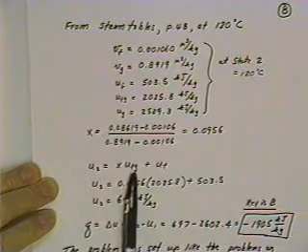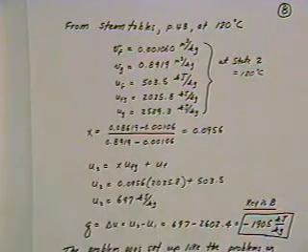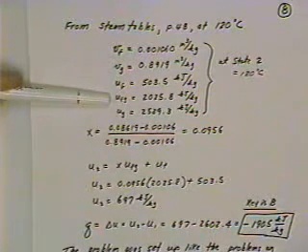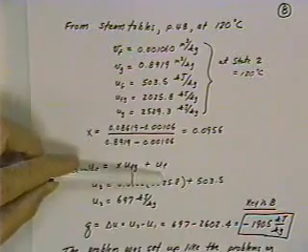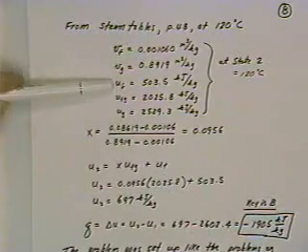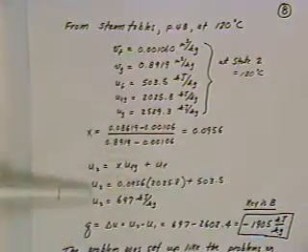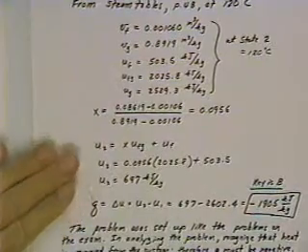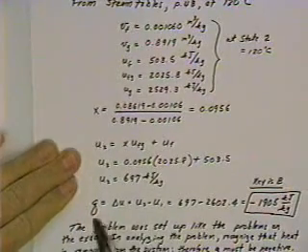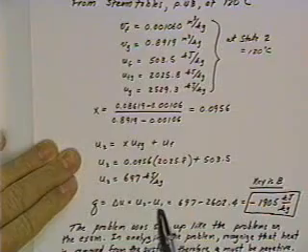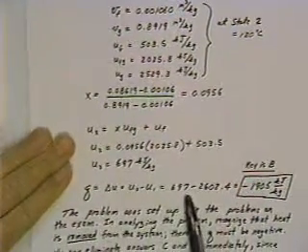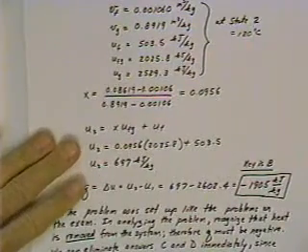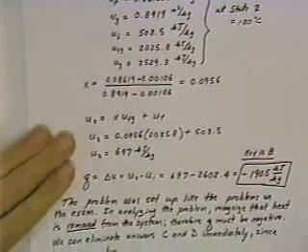From X we can then find the internal energy. Internal energy is X times UFG plus UF. We just looked up UFG at 120 degrees C and found that it's 2025.8, so that's plugged in here. UF is 503.5, that's plugged in here, and we find that the internal energy at state 2 is 697 kilojoules per kilogram. So Q is equal to delta U, which is U2 minus U1, so 697 minus 2602.4 is minus 1905 kilojoules per kilogram.